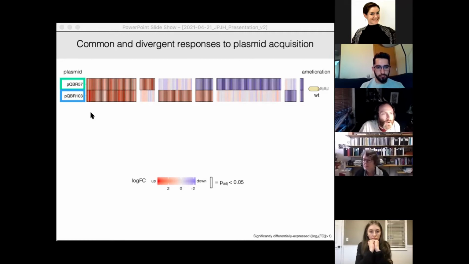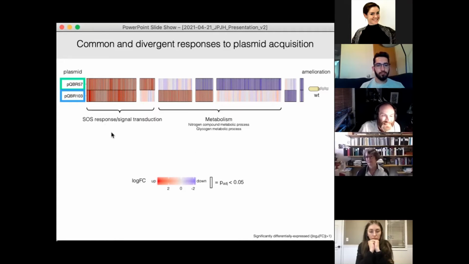Okay, so we can see that there are these common responses to plasmid acquisition, and then there are some divergent responses as well. And by looking at the genes which are involved in this, we can get a feel for what the common and divergent responses are. Basically, it pans out like this: the genes which are upregulated by both of the plasmids are overrepresented in SOS response and signal transduction. The SOS response is a response of bacteria to DNA damage. There are also these divergently expressed genes which were overrepresented in metabolic pathways, particularly nitrogen compound.